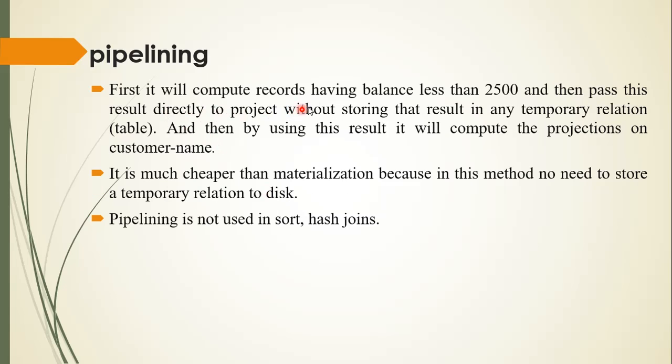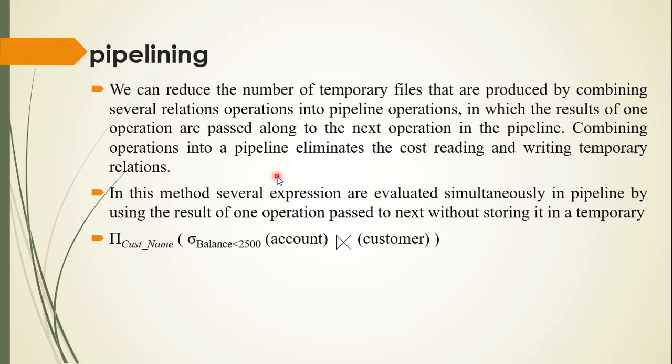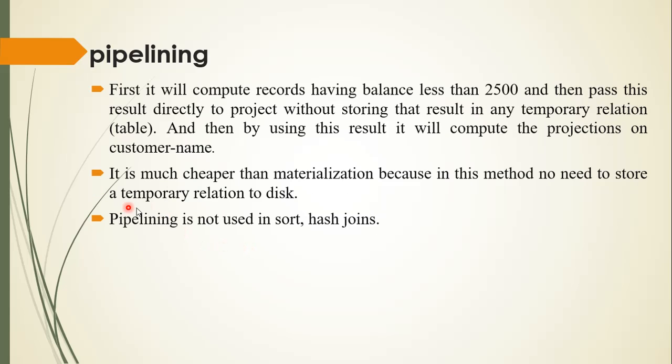First it will compute records having balance less than 2550 and then pass this result directly to the projection without storing the result in a temporary relation. Then by using this result it will compute the projection on the customer name. So it will generate this, and this result is pipelined to here. So no need to store this result in a table. It is much cheaper than materialization because in this method there is no need to store a temporary relation to disk. So pipelining is not used in sort merge join.